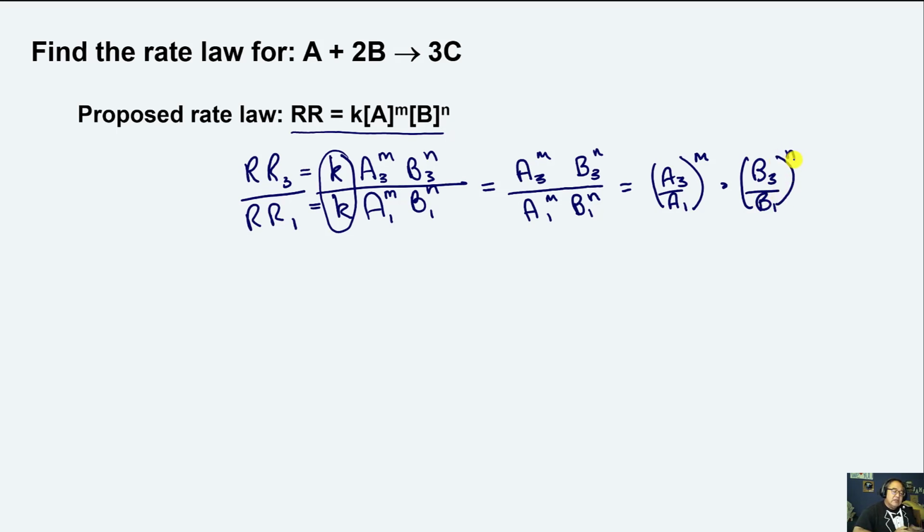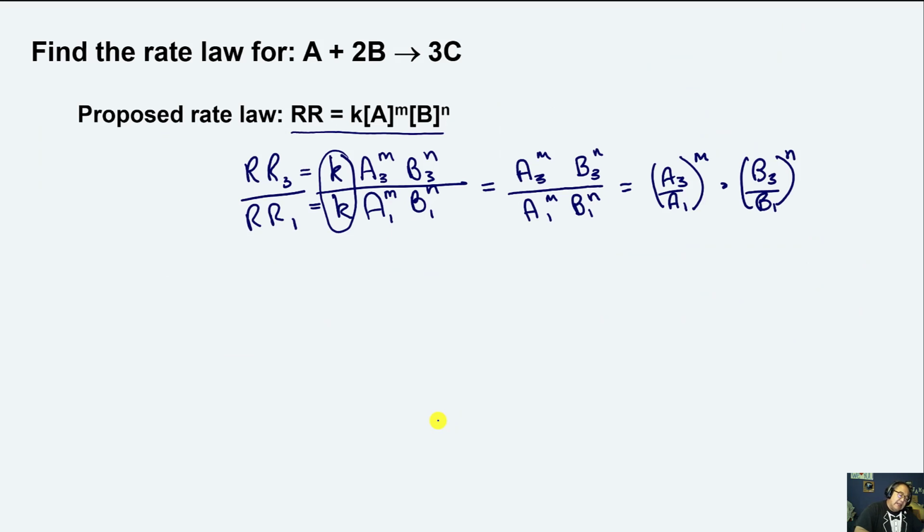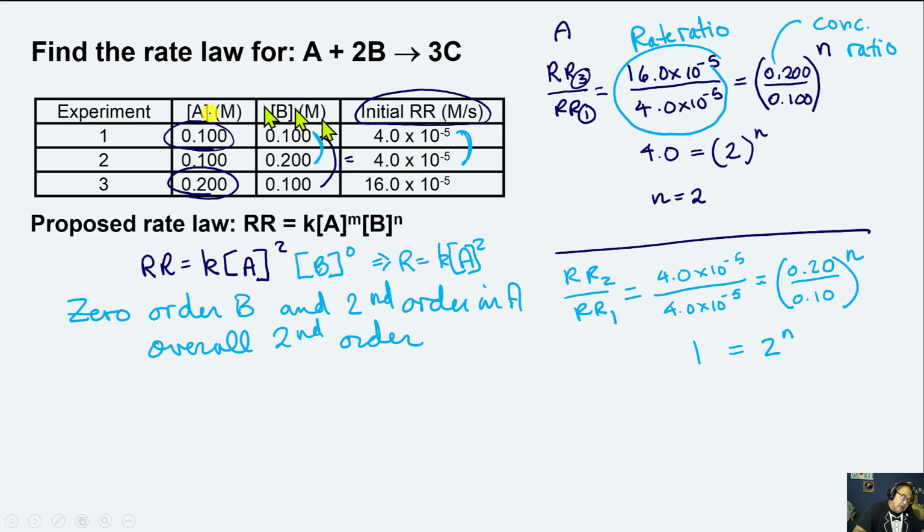Okay, so now let's go back and look at experiments 3 and 1 and look at what the numbers were. A3 is 0.2 and A1 was 0.1, and B was 0.1 in both. So in other words, A in 1 was 0.1 and in 3 is 0.2. We won't worry about this part over here for now, but we'll come back to that. And then it's 0.1 and 0.1.